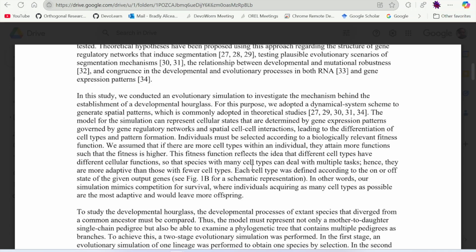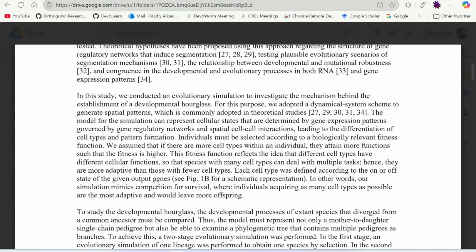Each cell type was defined according to the on or off state of the given output genes. In other words, our simulation mimics competition for survival, where individuals acquiring as many cell types as possible are the most adaptive and would leave more offspring. So this is an interesting kind of developmental simulation that's driven by this sort of evolutionary simulation. And it's really interesting the way they set this up.